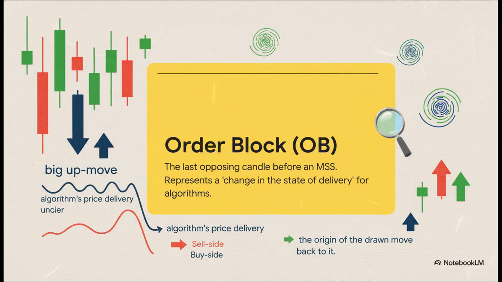Our second tool is the order block. Now, in the world of ICT, this is more than just the last down candle before a big up move. It represents the specific point where the algorithm's programming flipped. He calls it a change in the state of delivery. It's the origin point where the market switched from selling to buying. And just like an FVG, price is often drawn back to retest this level.